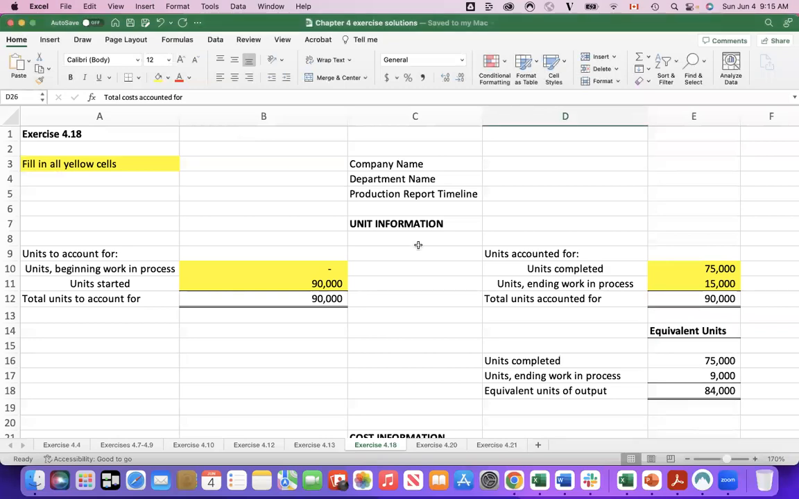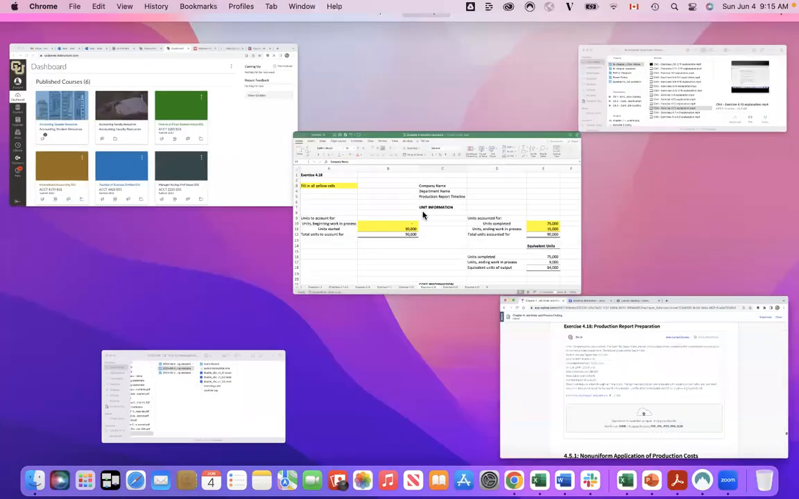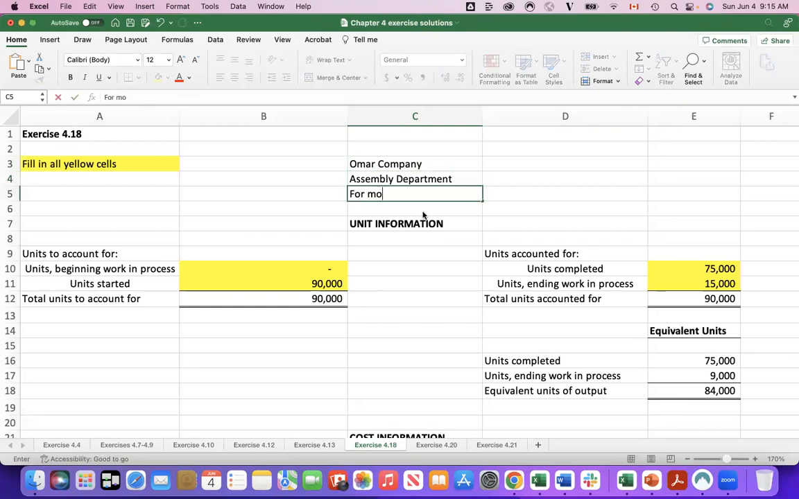So we have the template here, and I've already filled in the boxes for yellow. One thing I want to mention here is the heading. For this, you would have the company in the name, in this case, Omar Company. You'd have the department name. In this case, it'd be the assembly department. I'll just go ahead and fill in Omar Company. And in this case, it was for the month ended September 30.